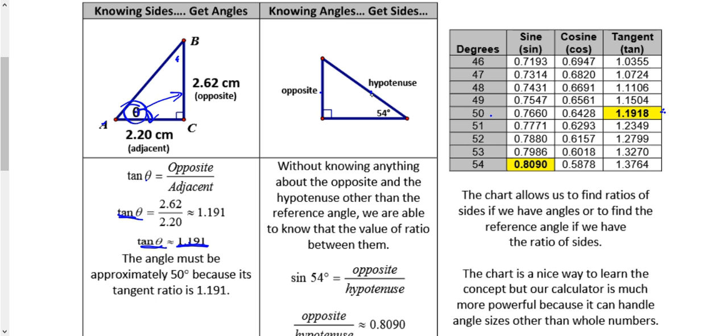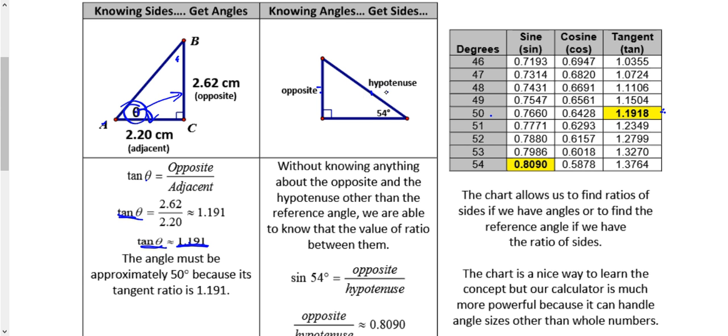Opposite over hypotenuse, right? Well, I got this triangle with a 54-degree angle. Somebody's asking me, what's the ratio of the opposite to hypotenuse of that one? Well, it's going to be the same for any of these triangles with a 54-degree angle. So if we know the sine of 54, we can get the ratio of those two sides. What is the sine of 54 degrees?